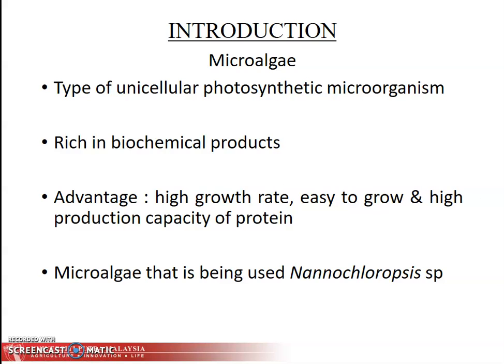There are a total of 3 different key points in my title, and one of the key points is microalgae. Microalgae is a type of unicellular photosynthetic microorganism which can be observed under a microscope. They are rich in biochemical products such as carbohydrates, proteins, and lipids which are produced intracellularly within the cell. The advantage of using microalgae is that it has a high growth rate, it is easy to grow, and it has high production capacity of protein. The microalgae being used in my project is Nannochloropsis species.